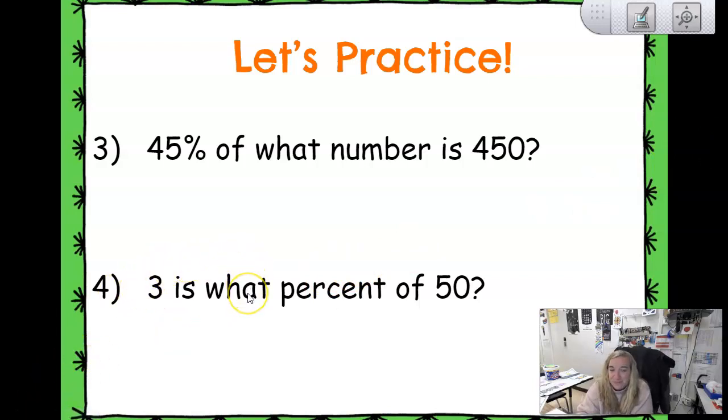All right, here we go. So for number 3, you should have gone ahead and divided both sides by 0.45, and 450 divided by 0.45 is 1,000. And for number 4, you should have divided both sides by 50, and 3 divided by 50 is technically 0.06, but you have to write it as a percent. So you would have to move your decimal to the right to make it 6%.